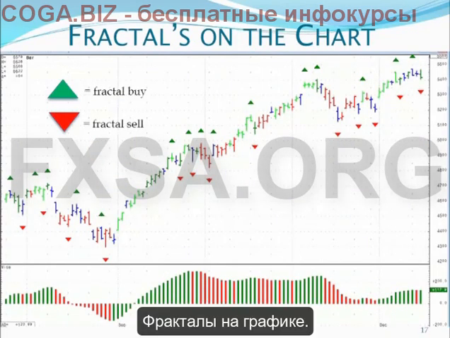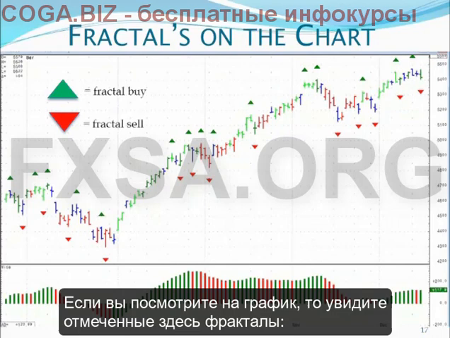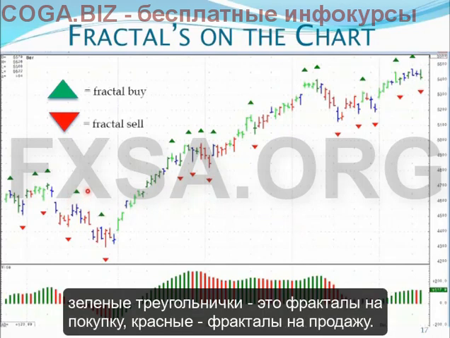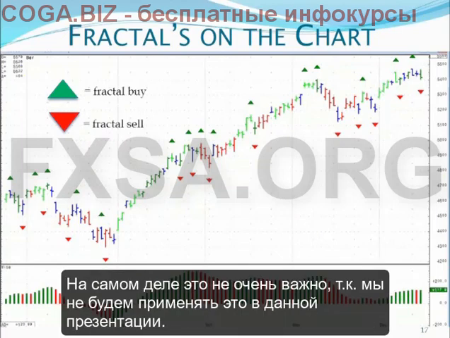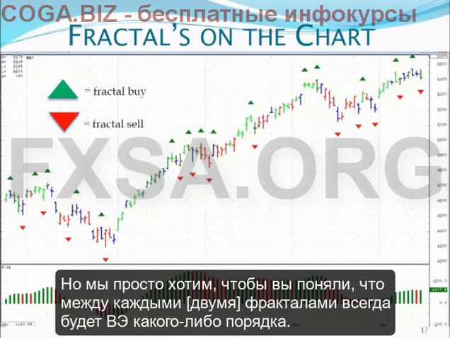Fractals on the chart. When we're looking at a chart, they're going to be marked, and what you're going to see here, the green caret's going to be a fractal buy, fractal cell. Now that really doesn't matter. We're not going to be implementing those in this presentation, but we want you to understand that between every fractal is a degree of Elliott wave.